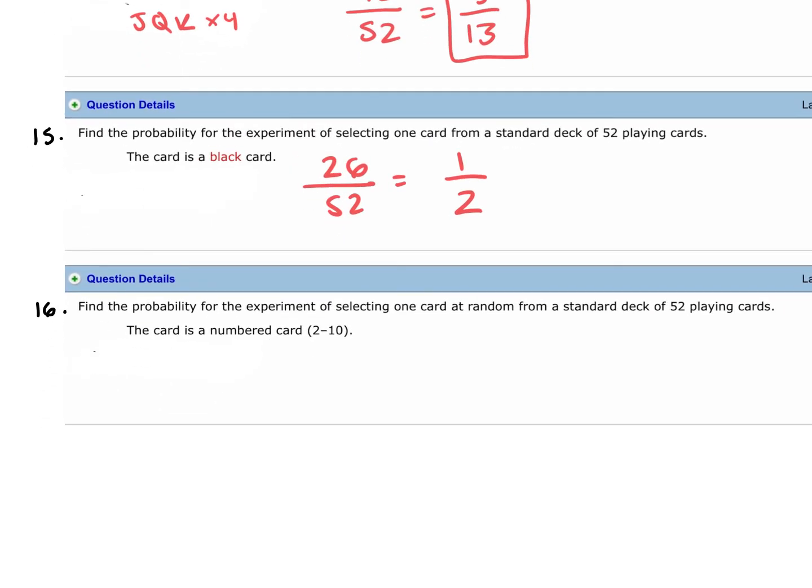So 16 says that I'm picking one playing card, and it is a card numbered 2 through 10. So 2 through 10, I have 2, 3, 4, 5, 6, 7, 8, 9, 10. So there's 9 cards there. So 9 cards that are 2 through 10, but how many total do I have that are numbered 2 through 10? 36, because I would have to multiply this times 4, because there's 2 through 10 in all 4 suits. So 36 over 52, which simplifies to 9 over 13.